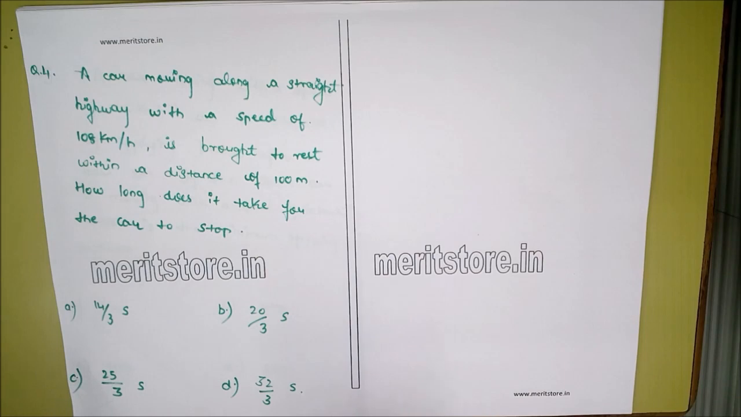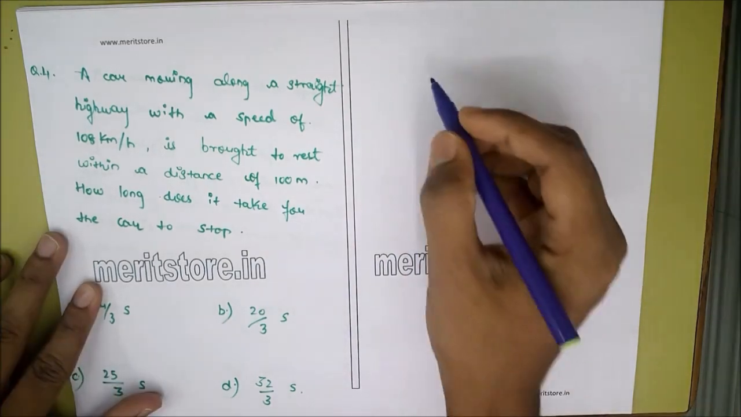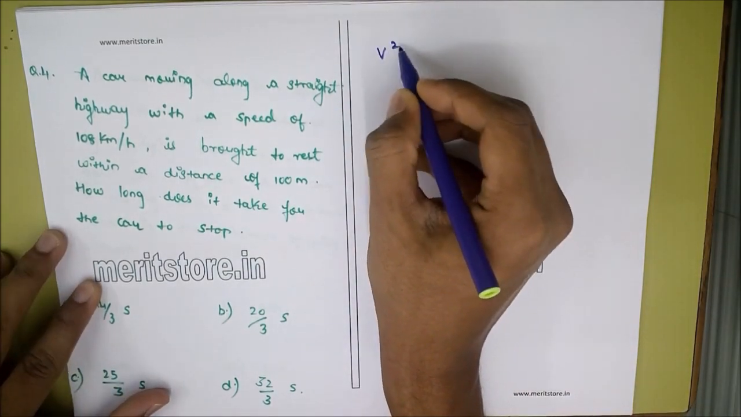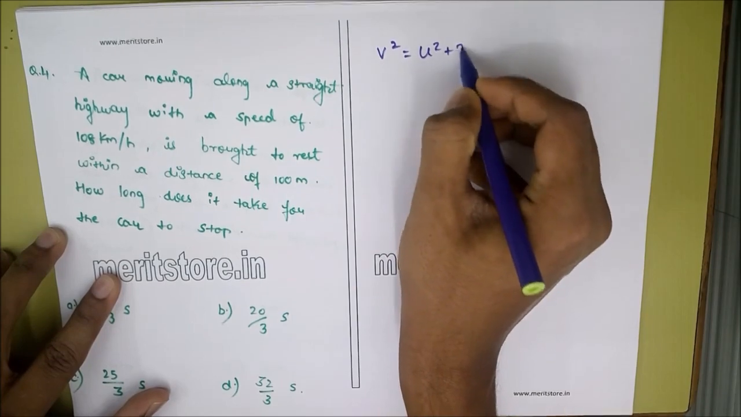A car moving along a straight highway with a speed of 108 km per hour is brought to rest within a distance of 100 meters. How long does it take for the car to stop? The four options given are 14 by 3 seconds, 20 by 3 seconds, 25 by 3 seconds and 32 by 3 seconds. Let us use the kinematic equation v square is equals to u square plus 2as.